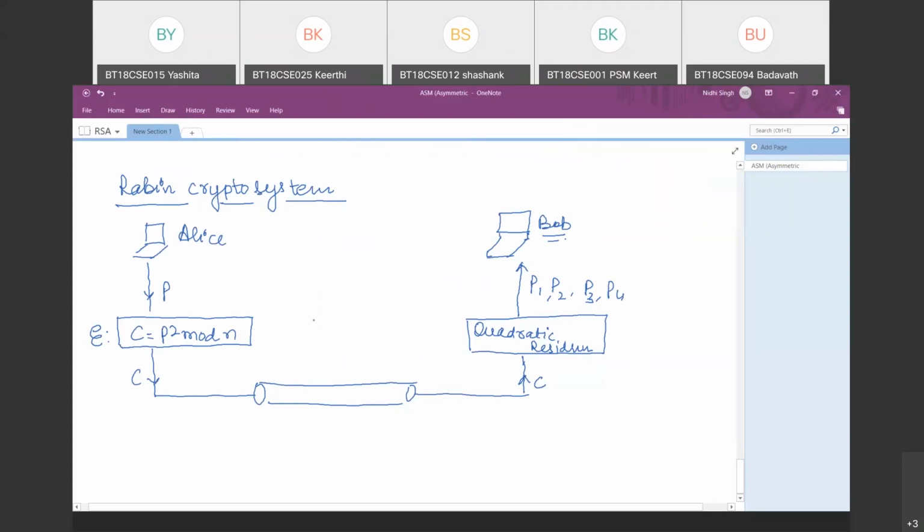So it is very secure, because Eve, the attacker sitting in the middle, is not able to find out the correct plain text, as there are 4 possible plain texts generated at the decryption side. So you can say this is one of the drawbacks and one of the advantages of the Rabin crypto system. And due to this nature, the Rabin crypto system is not deterministic.